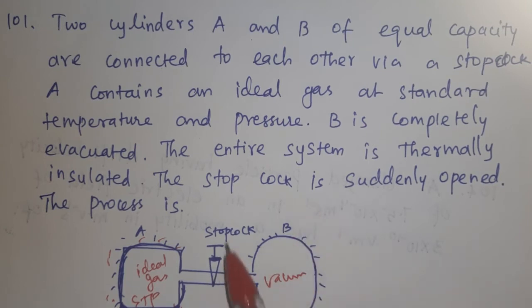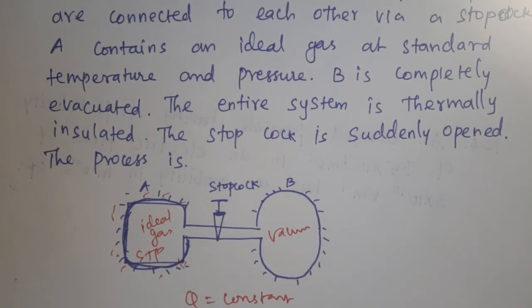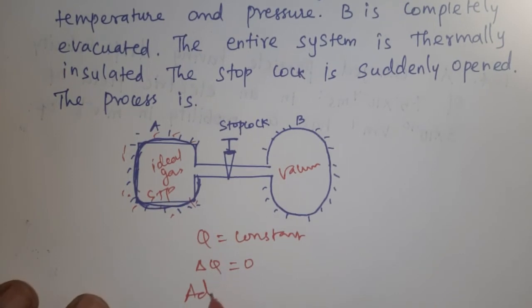So when the stopcock is suddenly opened, no change in the heat energy. So Q is constant. If Q is constant, no change in the heat energy, so del Q is 0. This del Q = 0 represents an adiabatic process.